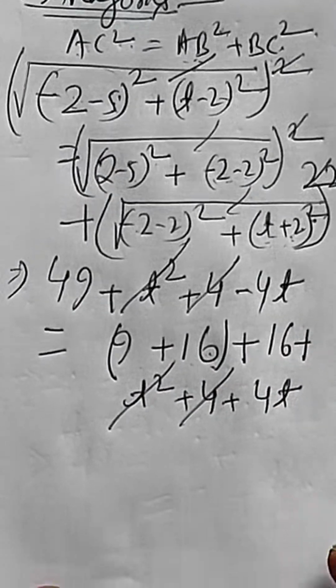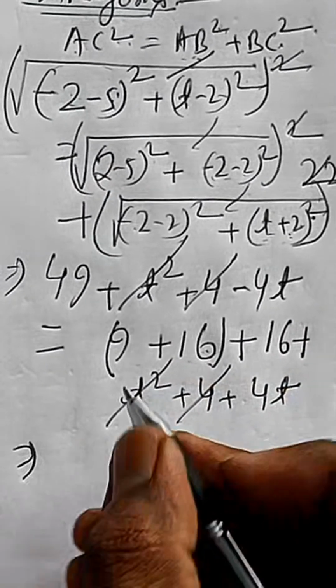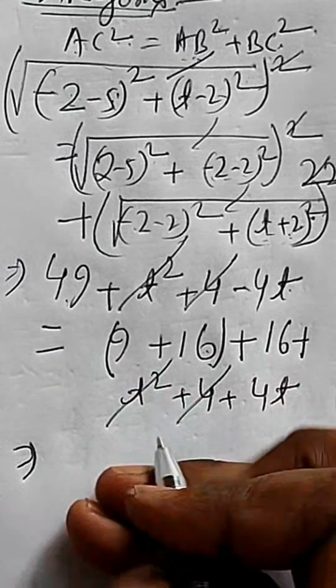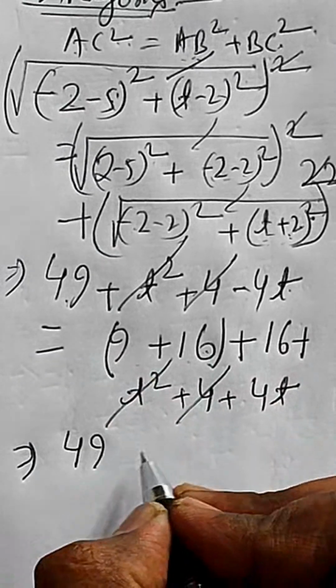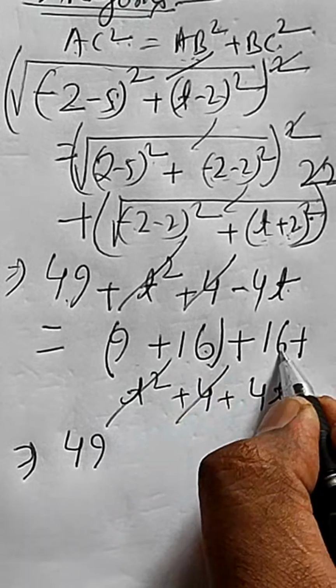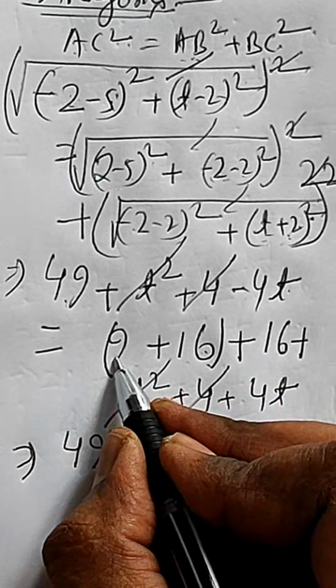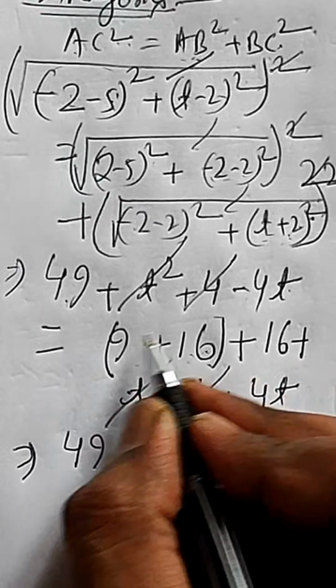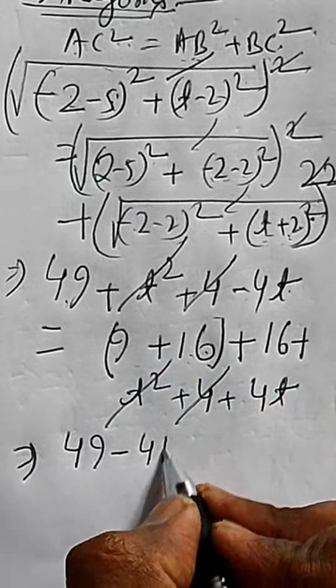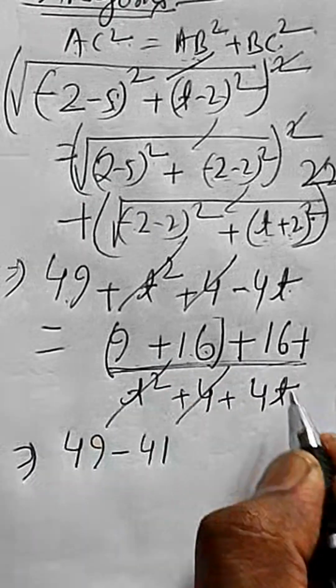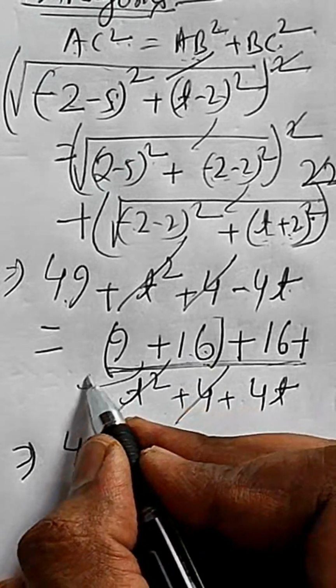So this will be giving you the next step. What is that? 49 minus 4t. So 49, and this 16 plus 16, 32 plus 9, that is 41. So bring this 41 into the LHS, right? All these constant terms together of the RHS, we will bring into the LHS.